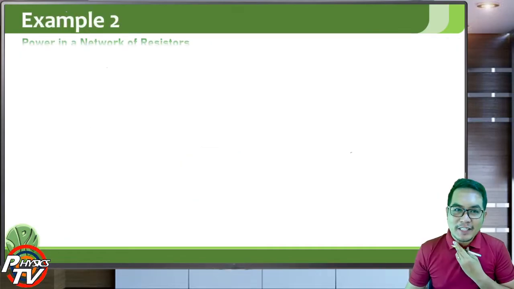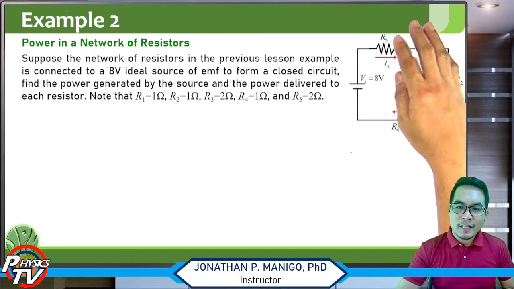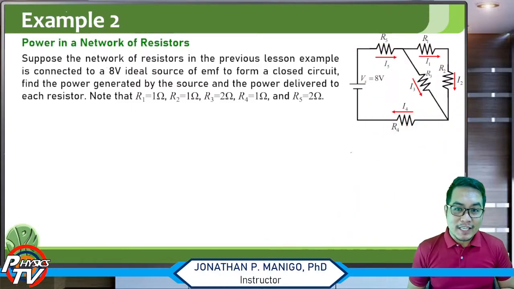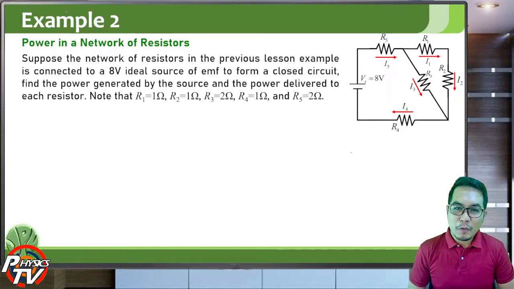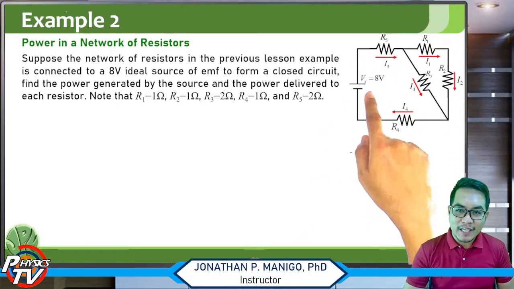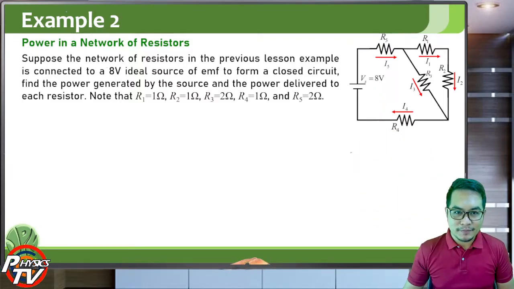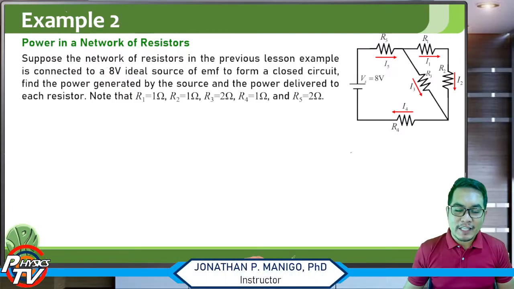So let's have another example. This is actually the network of resistors in our previous lesson. And the equivalent resistance of this is actually 4 ohms. And we now connect it to an 8 volts ideal source of EMF. So we are now asked to find the power generated by the source and the power delivered to each resistor.